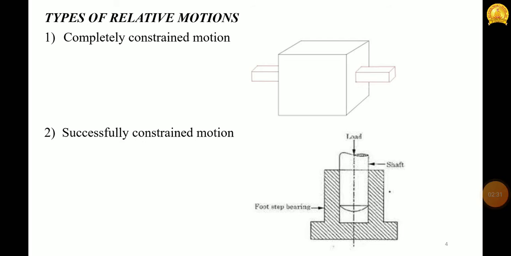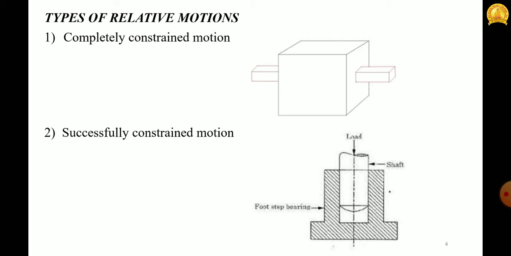Next one is the type of relative motion. There are mainly three types of constrained motion. They are completely constrained motion, successfully constrained motion and incompletely constrained motion. In completely constrained motion, when motion between two elements of a pair is in a definite or a single direction irrespective of the direction of force applied, it is known as completely constrained motion.